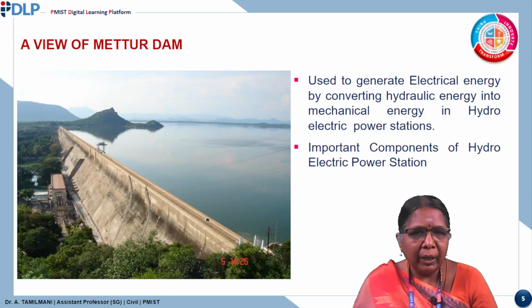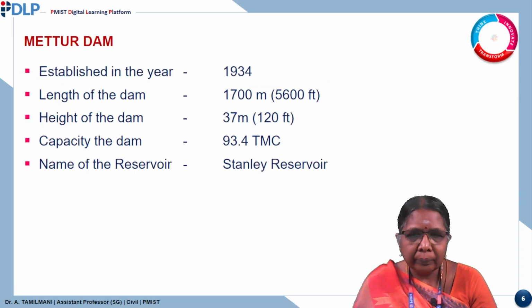This is a view of Mettur Dam. The water storage area is called the reservoir. The solid structure is called the dam. This is the powerhouse, which is used to generate electrical energy by converting the pressure energy or kinetic energy of water into mechanical energy in this hydroelectric power station.